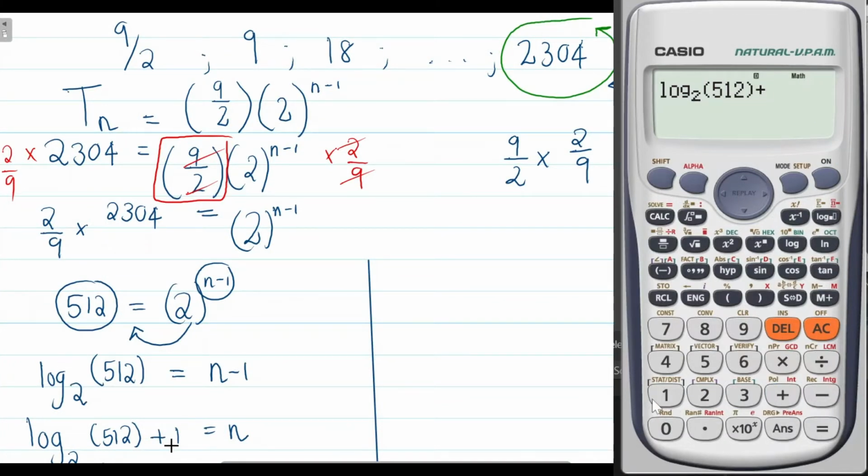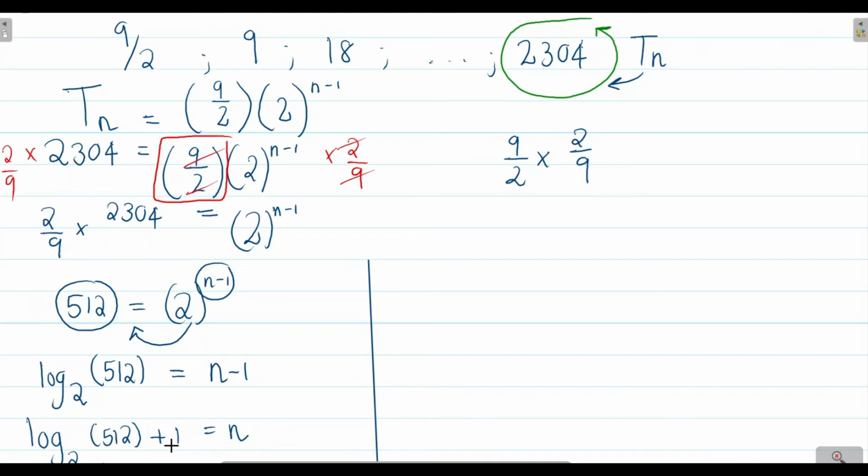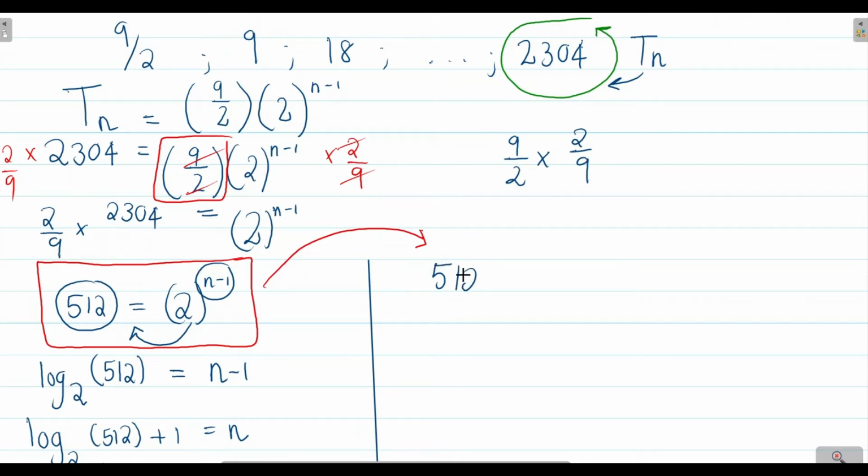If you're not comfortable with using logarithms to solve this, right, what we can do is use exponential laws. So from here, if you're not comfortable with using logarithms, we can still use our knowledge of exponential laws to solve this, right? So it's going to be 512, which is equal to 2 to the power of n minus 1.